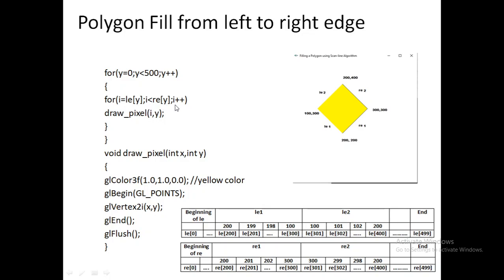You can see LE of y is less than RE of y. What are LE and RE? These are arrays. We have the LE array on this side, the left edge, and the RE array on this side. I'll take one sample case here. From this edge to this edge, we'll scan and fill the yellow color on this line. That is the scan line algorithm. So you can see the logic here. From LE of y to RE of y, we are drawing the pixel. The draw pixel is here. The pixel is drawn with yellow color.